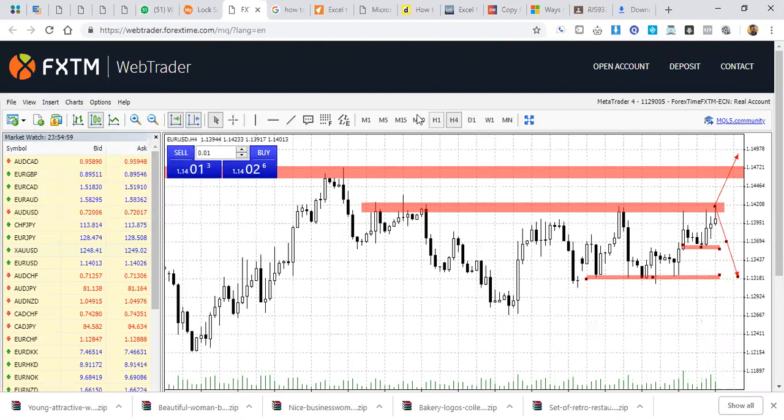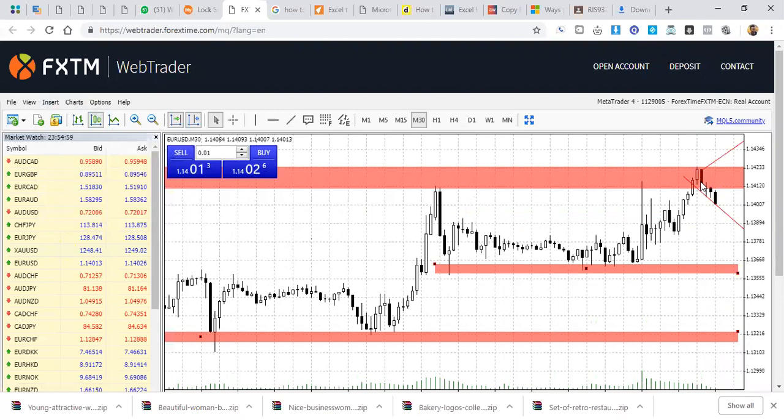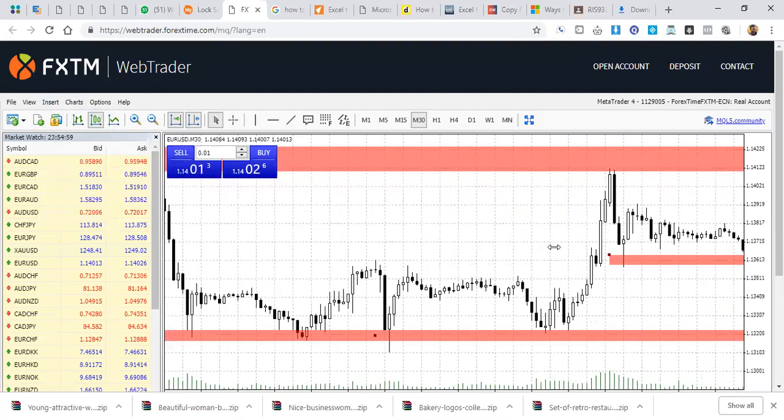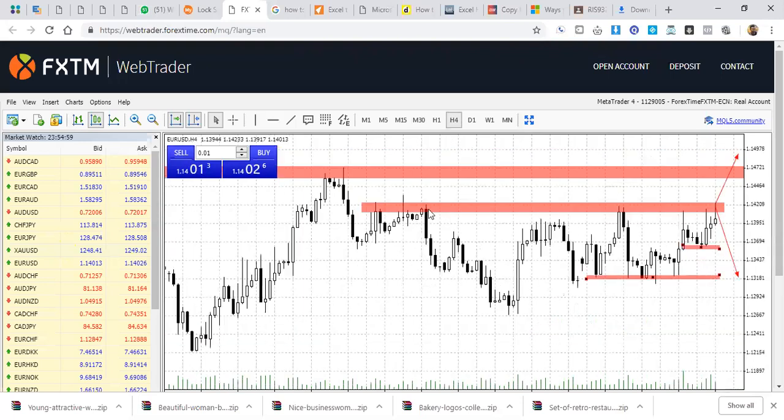Initially, what I'm expecting are sales, because we're already rejecting this zone, and this is a very powerful zone, because we took sales here last week. I remember we took sales here and also took sales here. So this is a very resistant zone, and I expect the price to actually reject more.